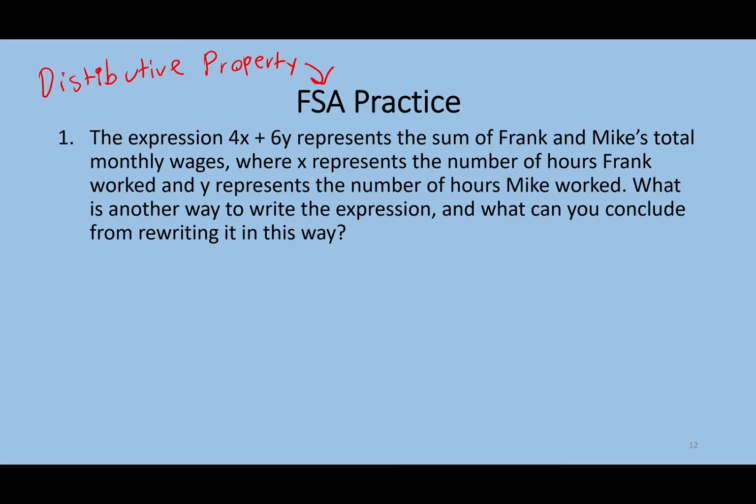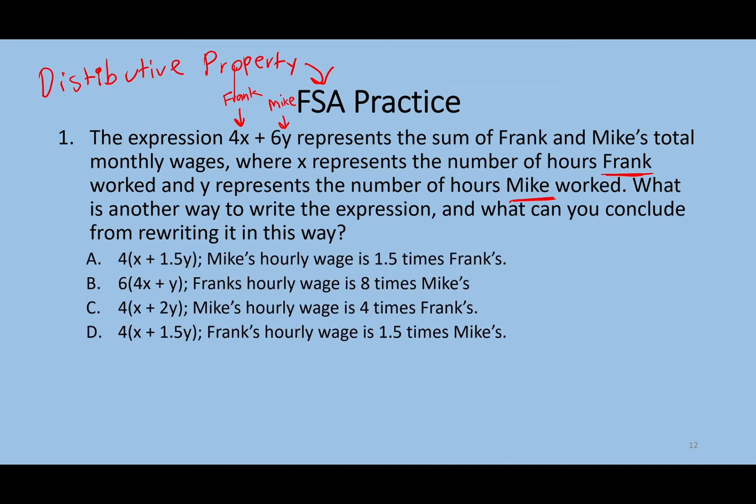Okay, so question 1. The expression 4x plus 6y represents the sum of Frank and Mike's total monthly wages, where x represents the number of hours Frank worked, so x is Frank, and y represents the number of hours that Mike worked. So if x is Frank, Mike has to be y. What is another way to write the expression, and what can you conclude from writing it in this way? Here are your answer choices.